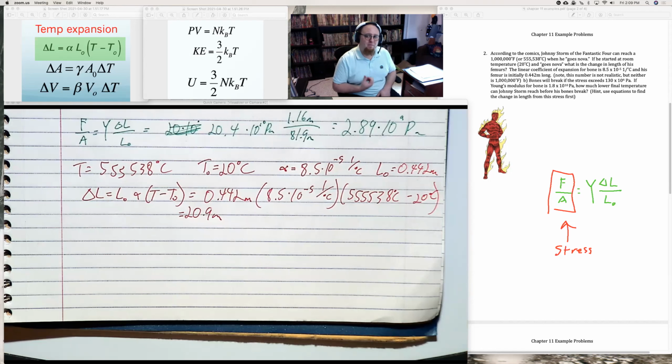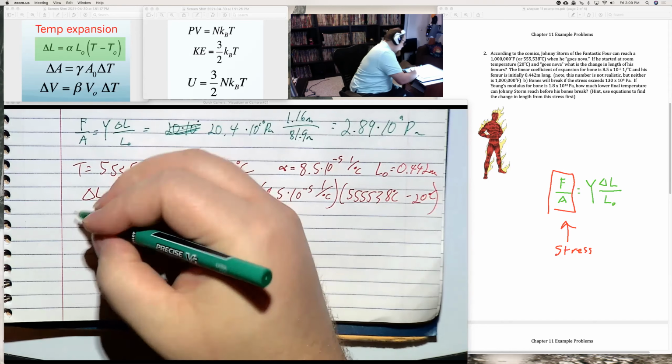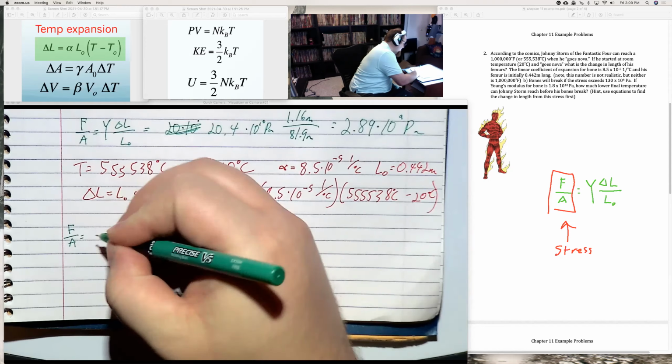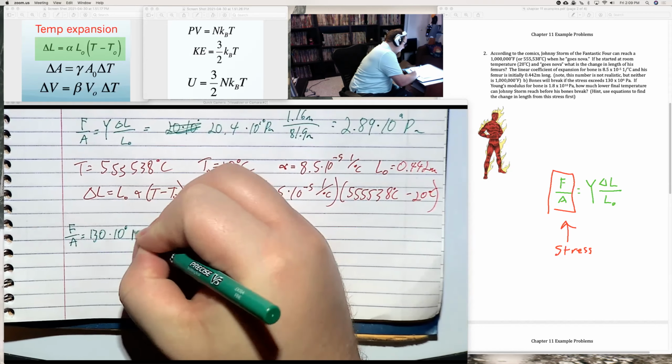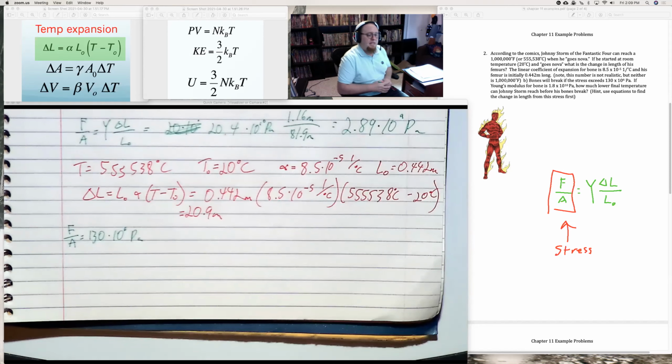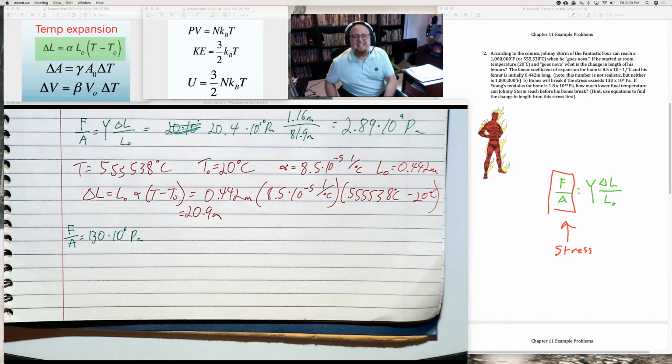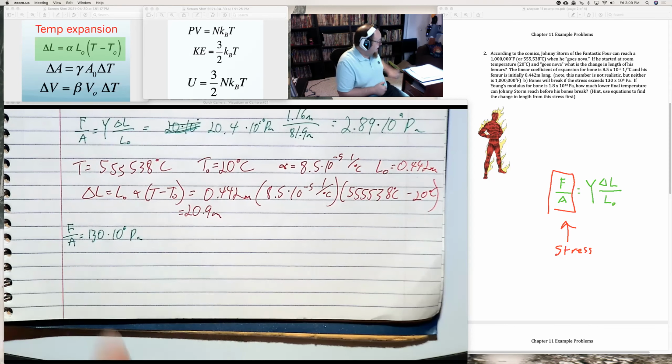Bones in general break anytime their stress exceeds 130 times 10 to the 6 pascals. That would be a stress, where stress is force over area, of 130 times 10 to the 6 pascals. What happens is your bones can't really expand because your muscles will hold them in place. That's what I was trying to say, that your muscles, ligaments, all that stuff keep things from really expanding. Because they'll expand too, but not nearly at the same rate as bones will. And I'm going to say this is the max stress he can get. What's the actual hottest Johnny Storm would be able to reach?